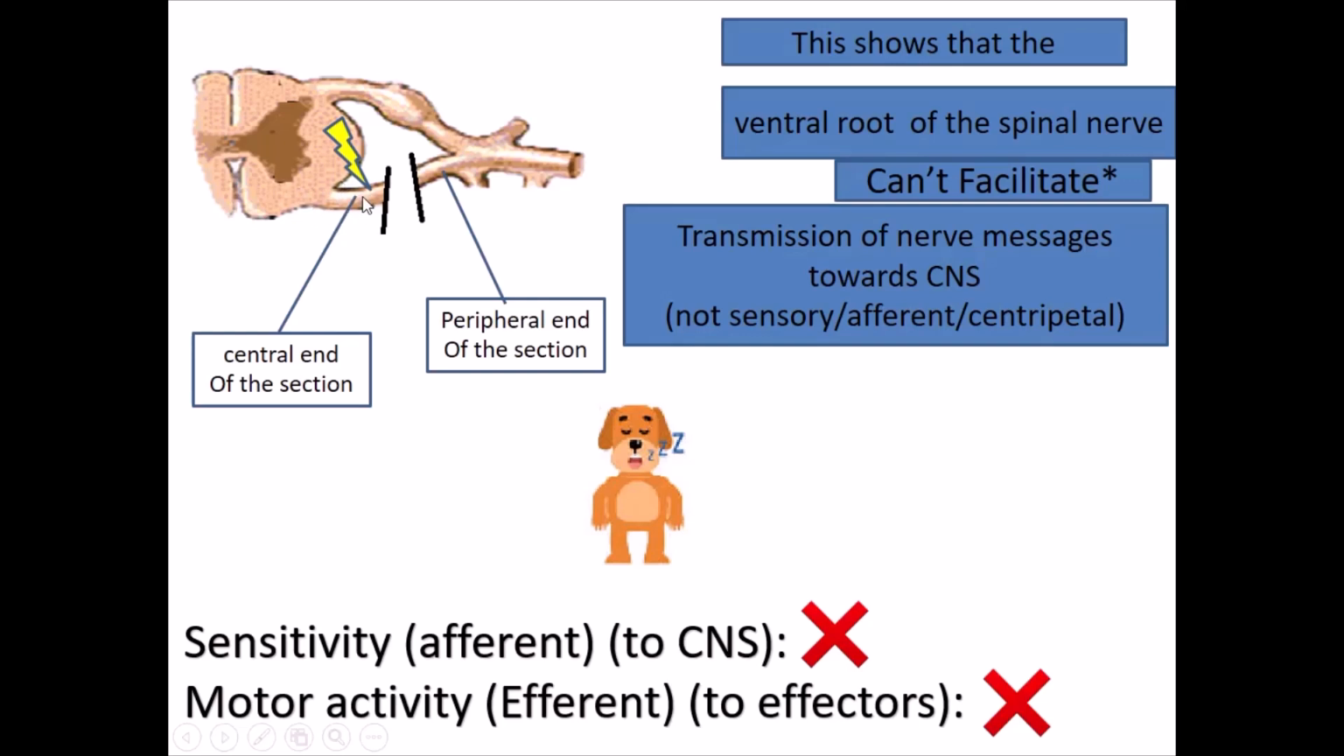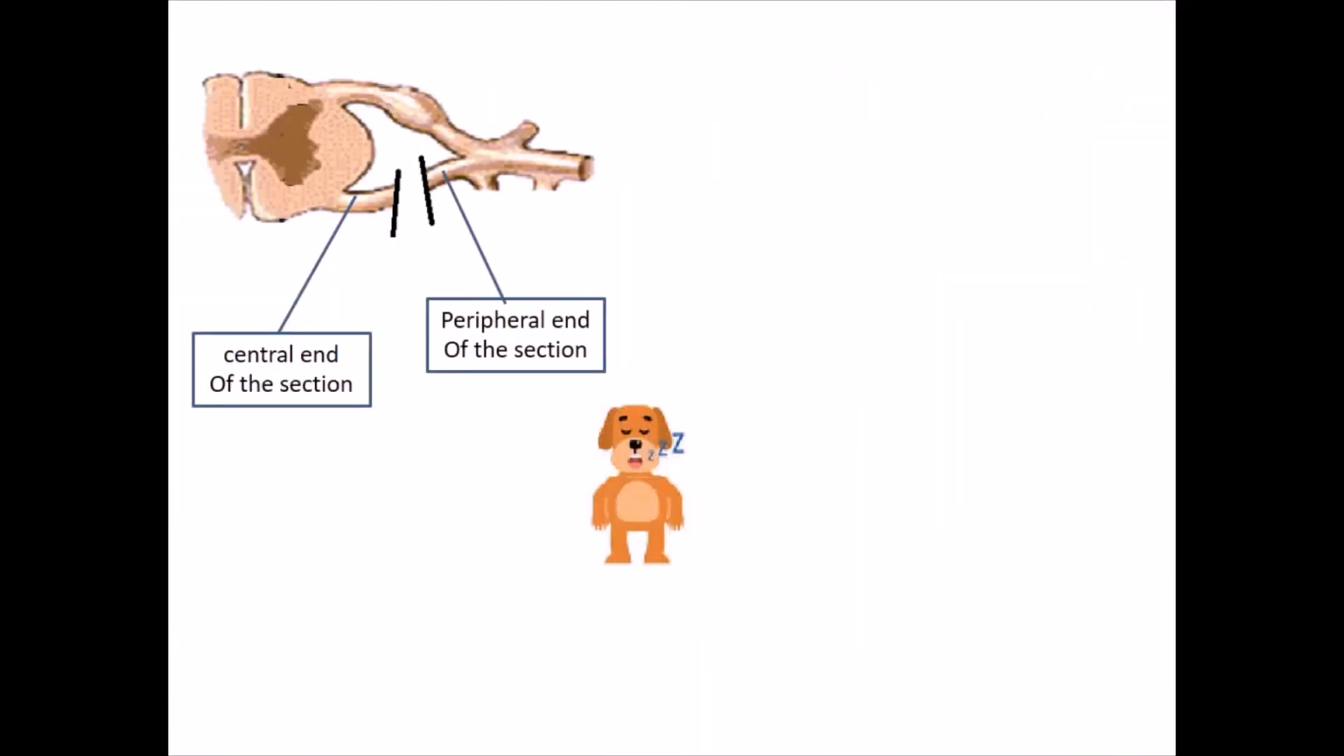So I'm giving the stimulus here. I'm actually daring the ventral root to do something. It did nothing. It wasn't able to transmit nerve messages towards the CNS. It has no sensory or afferent, or we sometimes use this term centripetal, meaning towards the center. It doesn't have this function. The ventral root cannot send messages into the spinal cord. Okay? Great. So let's look at the second part of the experiment.